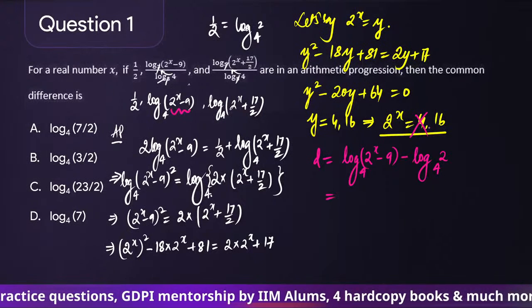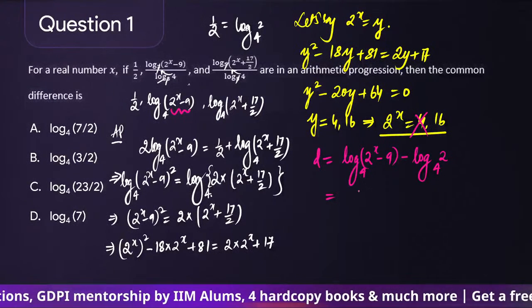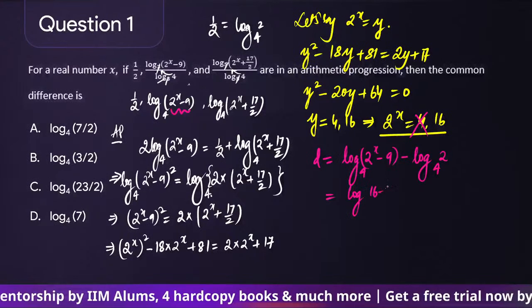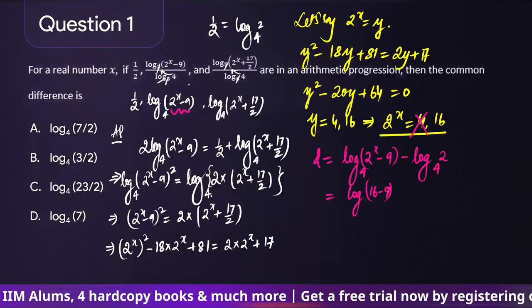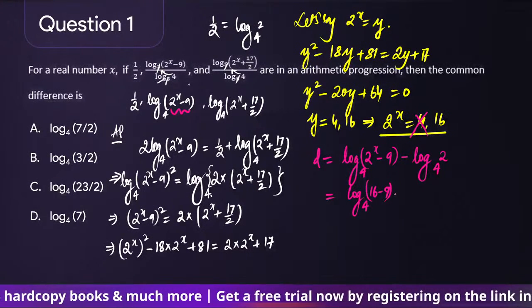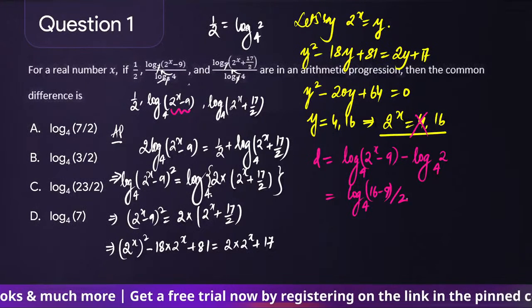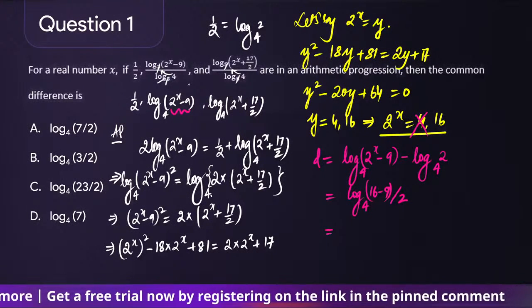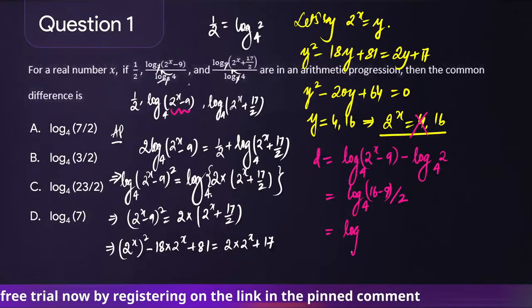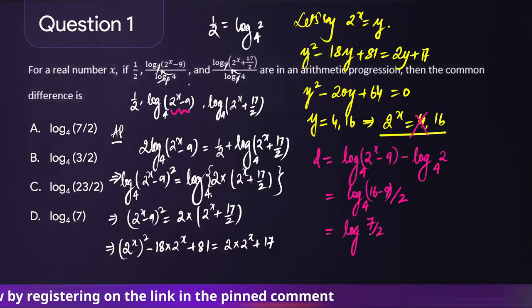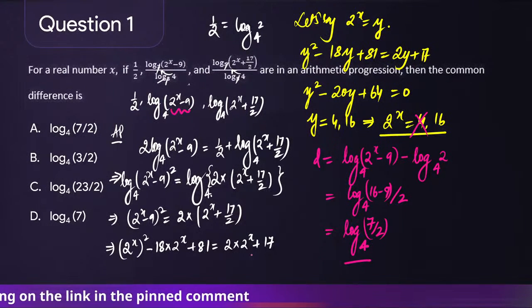Now do remember 2 to the power x is 16, so we will have log of 16 minus 9 to the base 4. And don't forget that 2 because you have a difference. So this becomes 16 minus 9, that is 7 by 2 to the base 4. And this gives us option A as the answer.